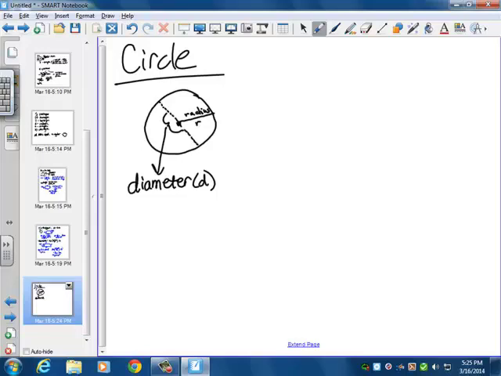So notice the relationship between the diameter and the radius. The diameter would be twice the radius. It's two radiuses. Okay, so perimeter of a circle.